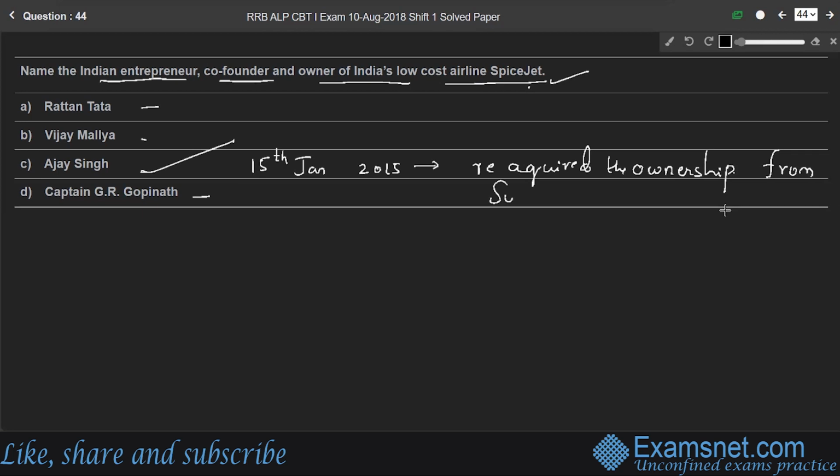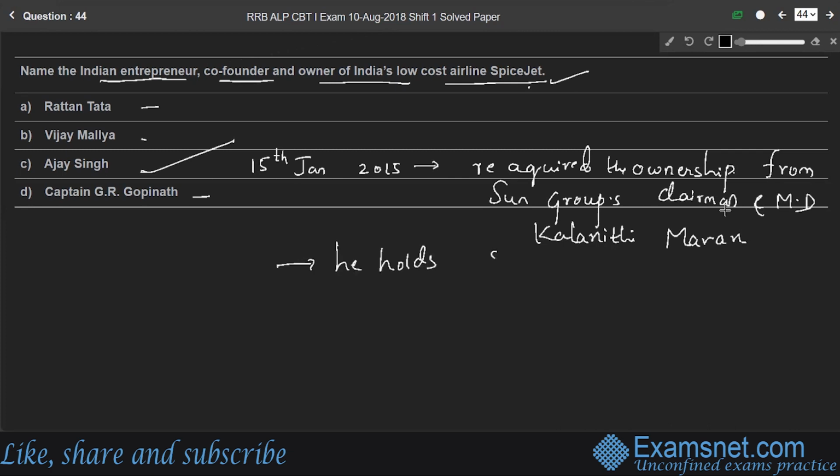Sun Group's chairman and managing director Kalanithi Maran. Ajay Singh holds a 59.13% stake in SpiceJet Airlines. Therefore, for the given question, option C is the right answer.